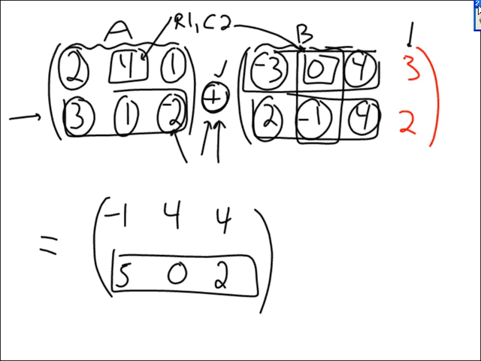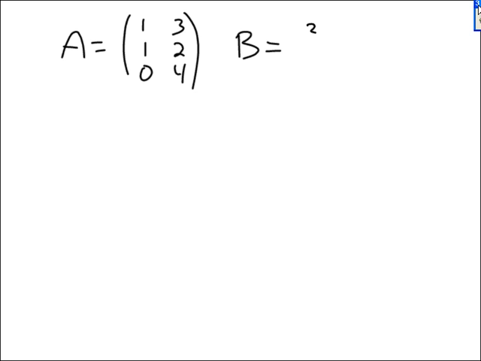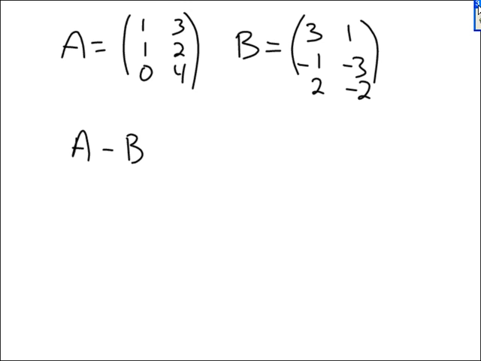Okay, they have to be the exact same size. Subtraction of two matrices is exactly the same, except this time we subtract. If you were given that matrix A is 1, 3, 1, 2, 0, 4, and matrix B is equal to 3, 1, negative 1, negative 3, 2, negative 2, and you are asked to compute A minus B.